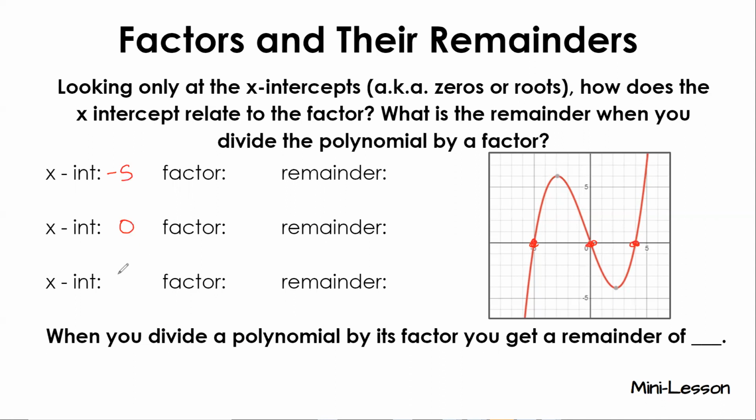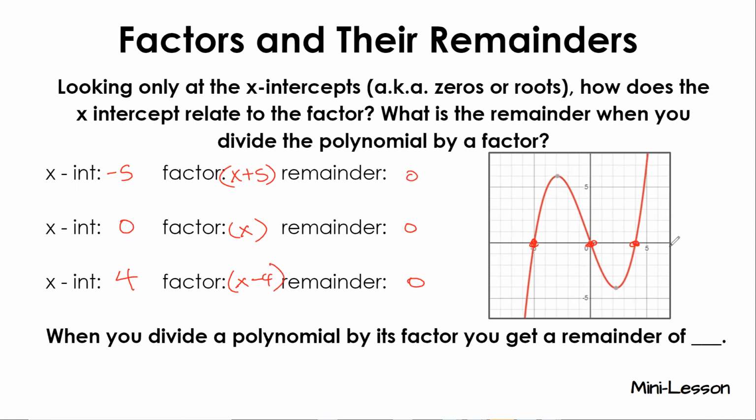-5, 0, and 4. We're gonna get there. We're not there yet. Okay, so if we write it out as a factor, that would be x plus 5. This one would just be x, because if you said plus 0, okay, and then x minus 4. The remainder for all of these are going to be what?